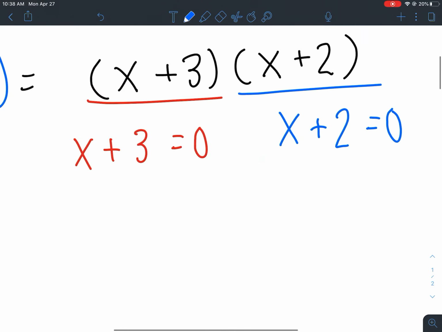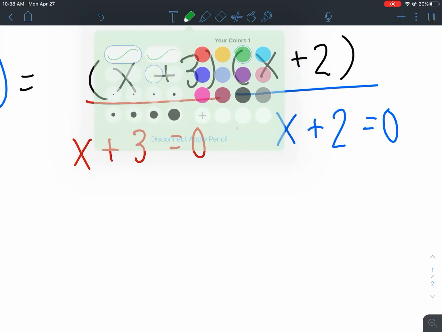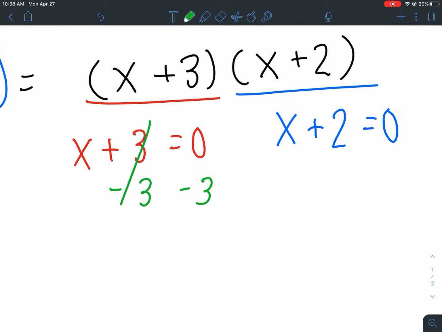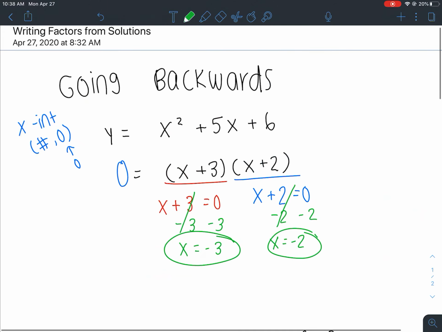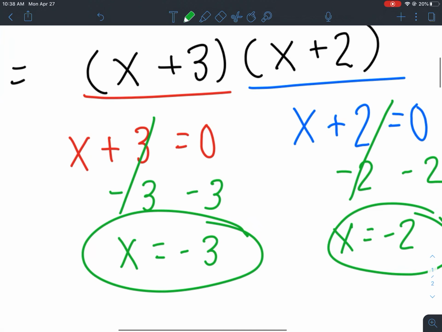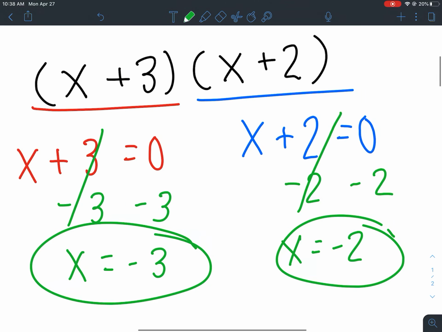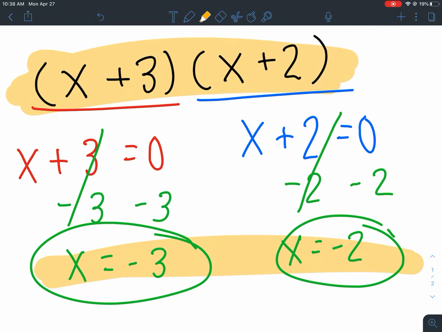So on the previous day, you got to this step, and then you solve for x, you would subtract 3 and get x by itself, so you get negative 3. And then you would do minus 2 on both sides, so x equals negative 2. So your two solutions, your two x-intercepts, two roots, two zeros, are negative 3 and negative 2. But now we got to go backwards. What do you notice about going backwards? I got to go backwards from this step back to this step. What's the only thing that's different? The only thing that's different is that now they're in parentheses and they have opposite signs.